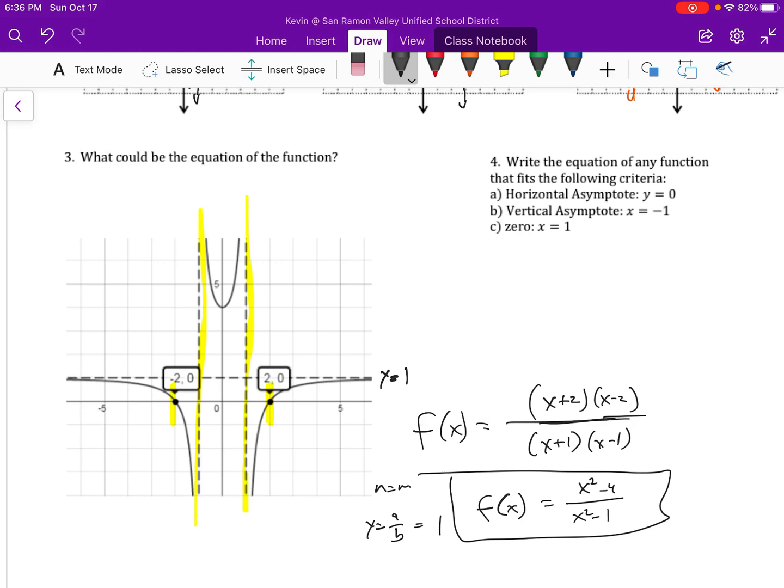All right, again, the zeros or your x-intercepts give you your numerator, the vertical asymptotes give you your denominator, and then you just have to see what the relationship is, or where your horizontal asymptote is, and then how that relates to the degree of your numerator and denominator.